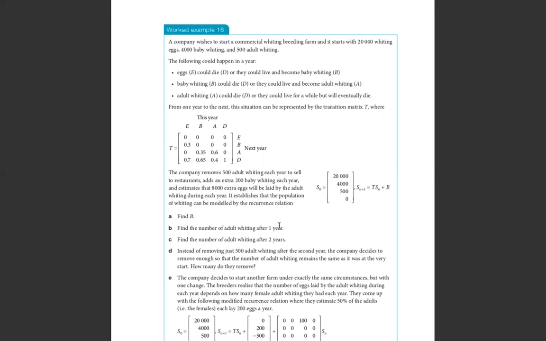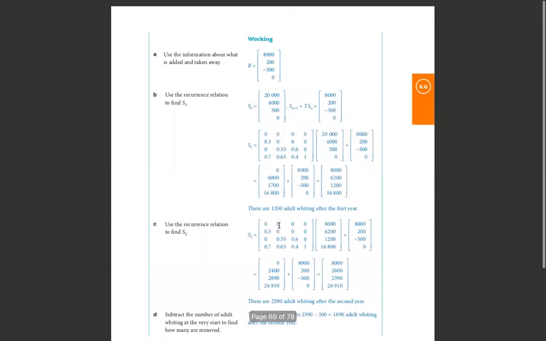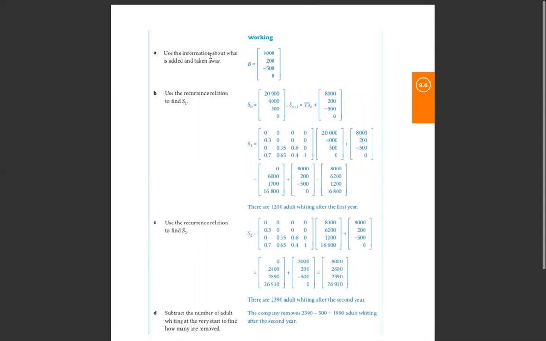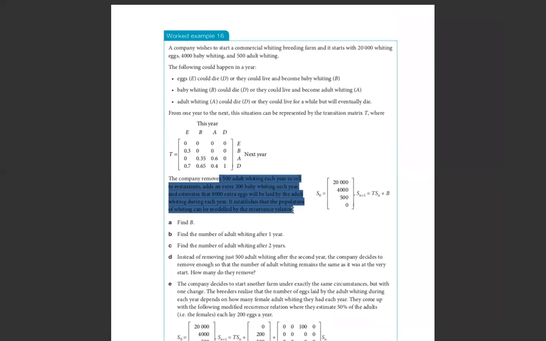What we need to do is just the simple thing. If we go to the next page here, we just need to use the information about what is added and taken away. So B would be, as you can see in the part over here, we are just adding that information there.